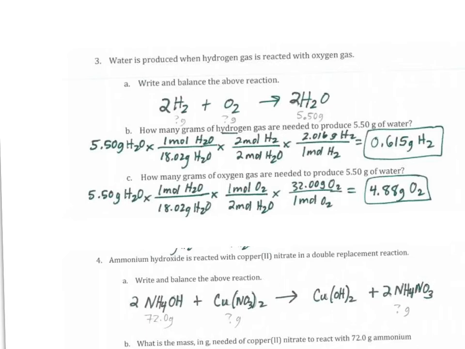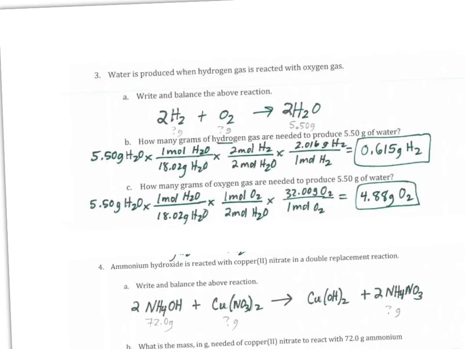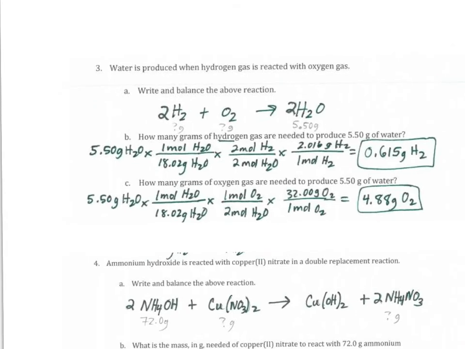Looks like I didn't number very well for this. I went straight to number 3. Apparently there's something wrong with number 2, and I just ignored it. So question number 3 says water is produced when hydrogen gas is reacted with oxygen gas. Since you're not given the equation, you have to balance this out. And I think this question might be one of the last questions on your web assignment, so refer back to here to help you. So write and balance the reaction above.